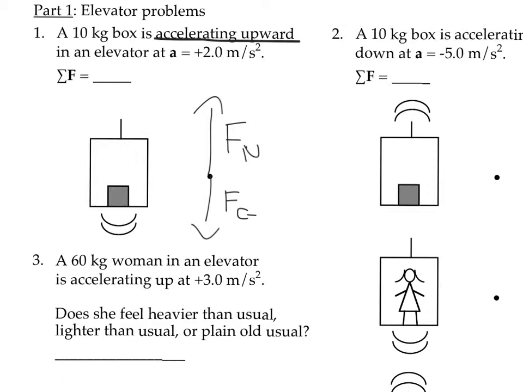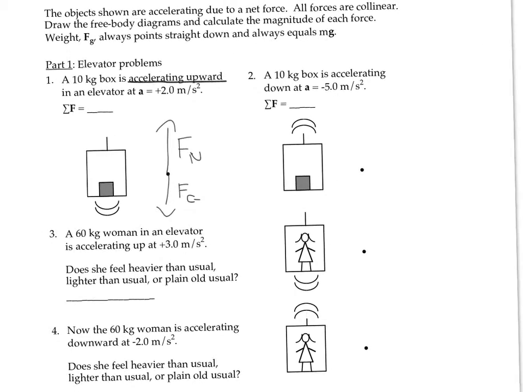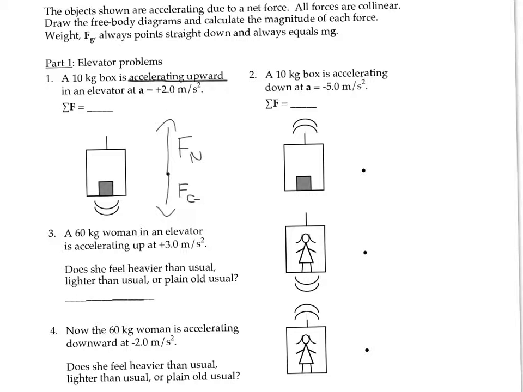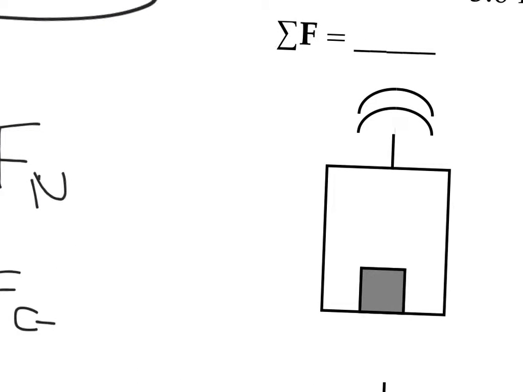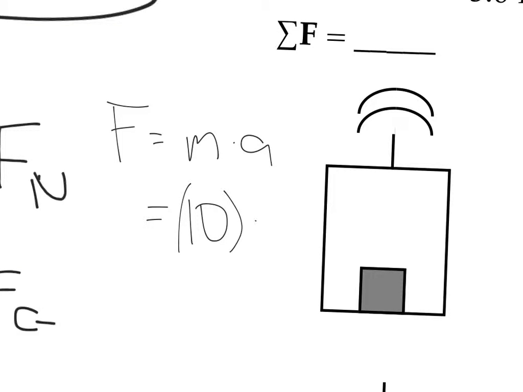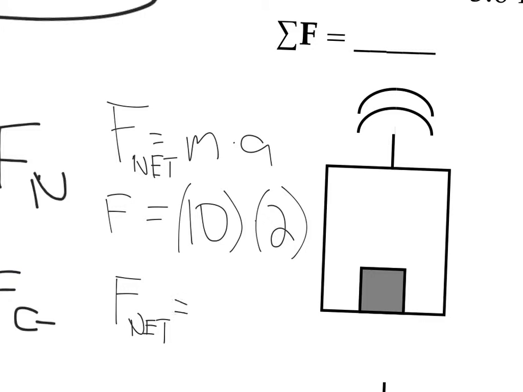Now, since it's accelerating upward at 2 meters per second squared, I can use this information and Newton's second law. Newton's second law is F equals m times a. I know the mass of the box is 10 kilograms, and I also know that it has an acceleration of 2 meters per second squared. And what I find, and let's make this net force so there's no confusing, what I find is the net force on this box comes out to 20 newtons.